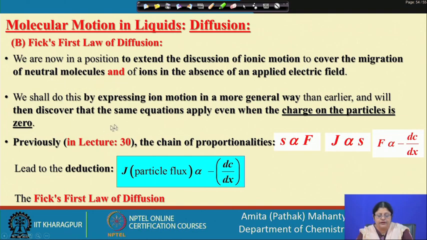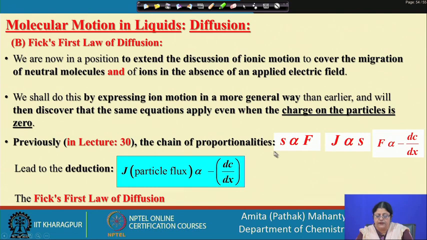That is what we had discussed in the last class. We have expressed the motion of the ions in a more general way, and we will then discover that the same equations can be applied for a system which is not charged or is under no electric field. This was discussed in lecture 30. We had seen how the chain of proportionalities was there.